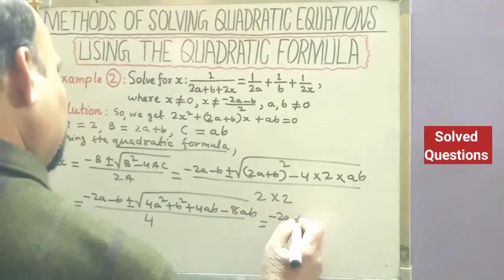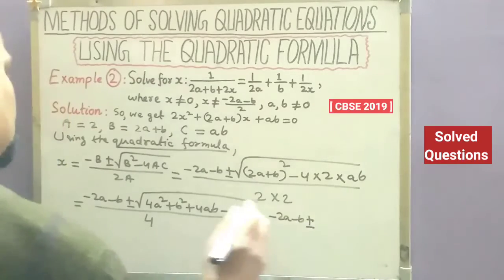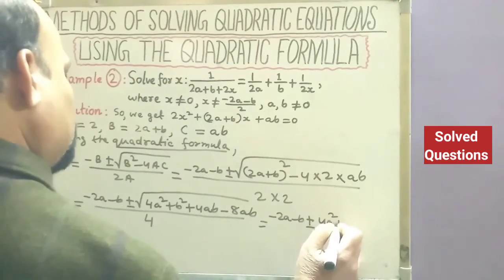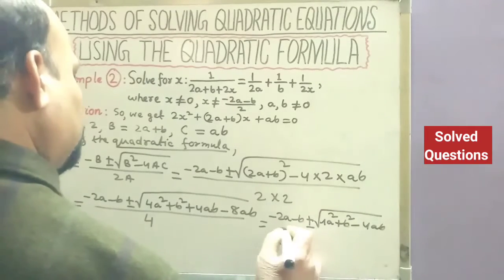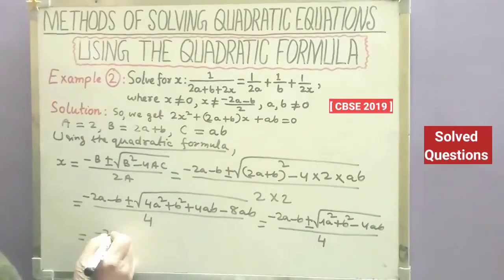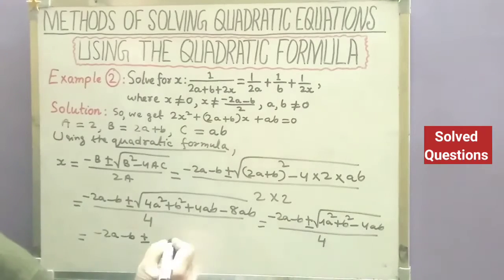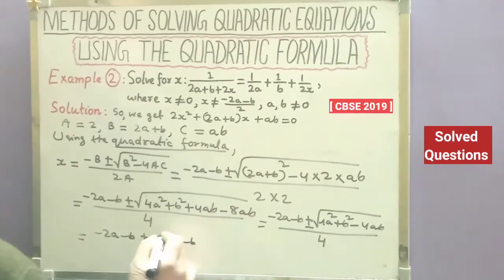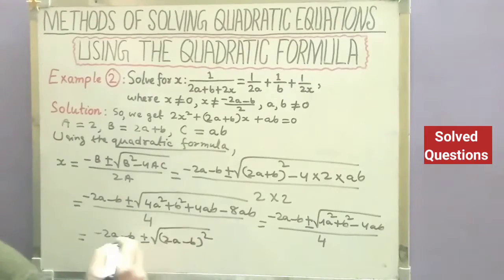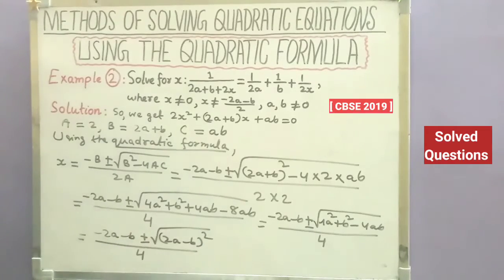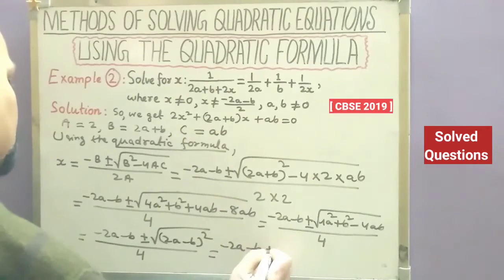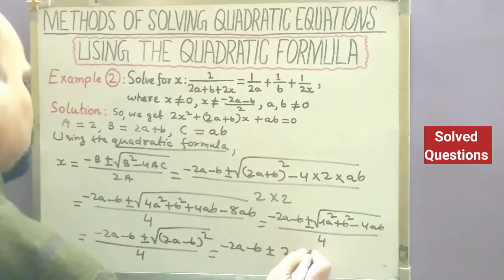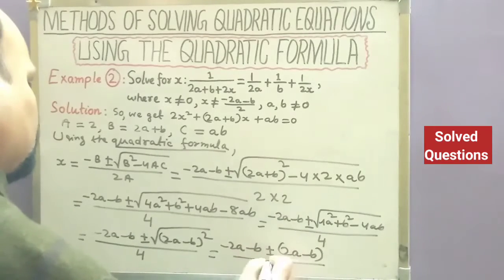Further simplifying, we get minus 2a minus b plus minus square root of 4a square plus b square minus 4ab upon 4, that equal to minus 2a minus b plus minus square root of (2a minus b) whole square upon 4, that equal to minus 2a minus b plus minus (2a minus b) upon 4.